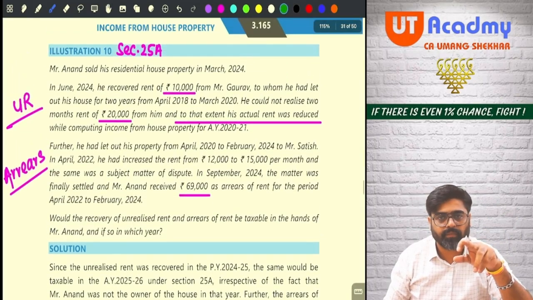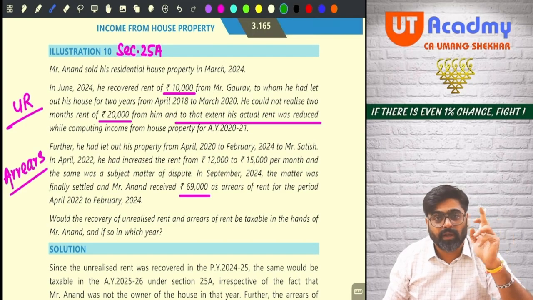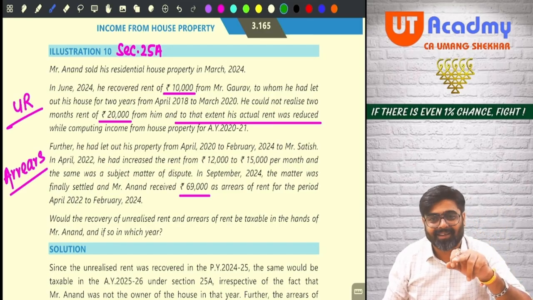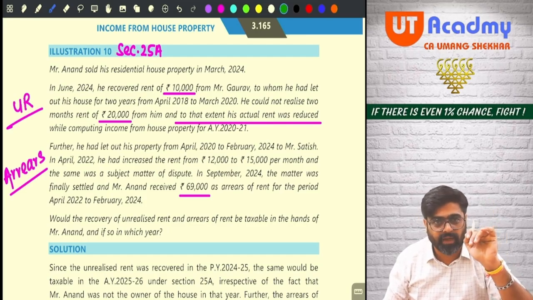Let's do this question. Question number 10. Because there is a concept of recovery of arrears of rent and recovery of unrealized rent as per section 25A. That concept is there in this question. So let's solve this question first, okay? Come on.